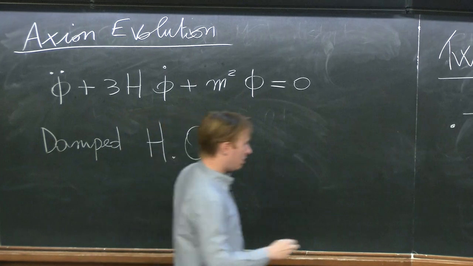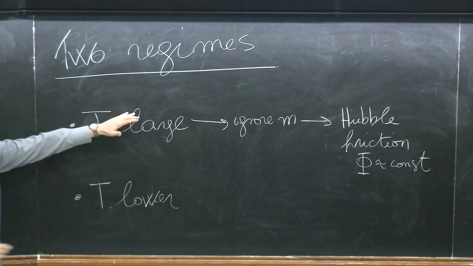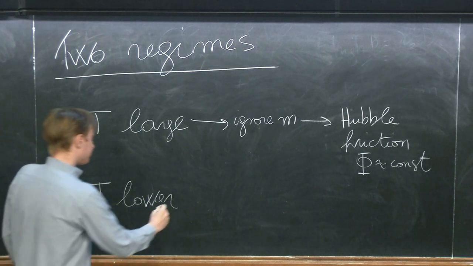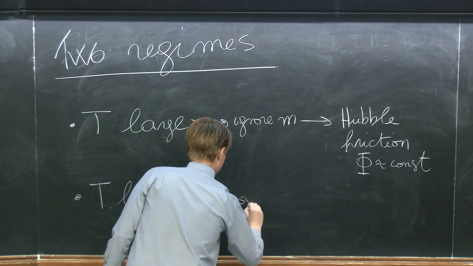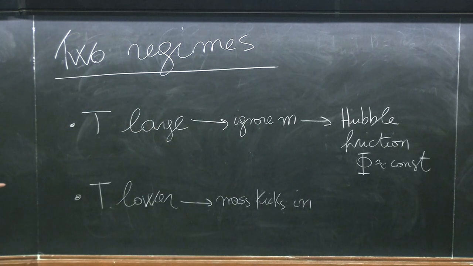Now, as we go to lower T, we will quantify what large and small means, but I'm just giving the qualitative picture. Then we will actually compute when this happens. For lower T, the mass kicks in. Because now look again at the equation. Temperature gets lower, mass gets bigger. At the same time, Hubble is going down as the universe cools down. So there will be a time when the effect of this term in the equation becomes important.